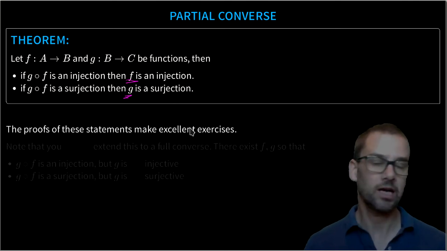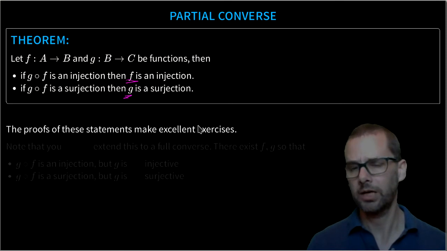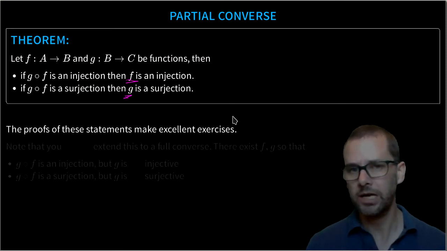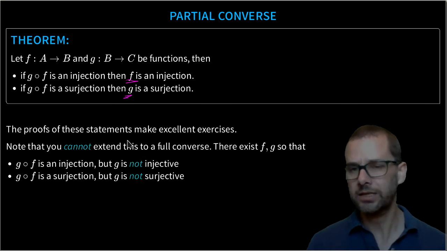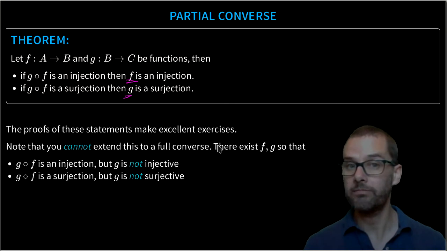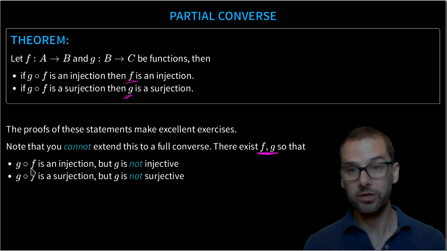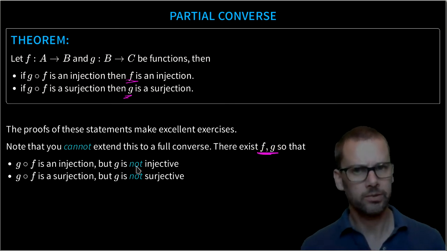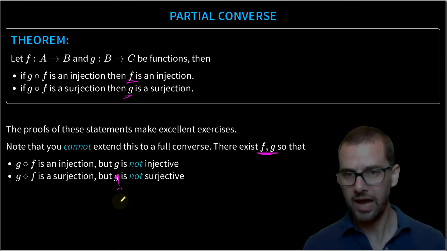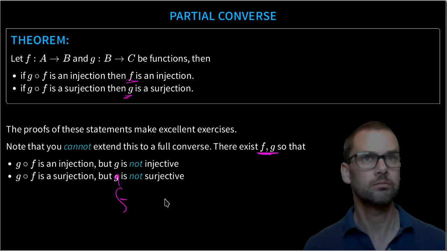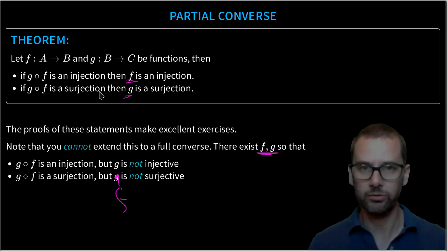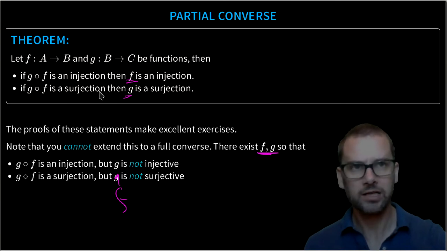And the proofs of these statements make really good exercises, which maybe you'll get in homework or something similar. And also note that we've pushed this as far as we can; you can't actually extend this to a full converse of the original statement. In particular, you can make functions f and g so that g of f is an injection, but g isn't, and that g of f is a surjection, but f is not surjective. Sorry, mistake there. Okay? So you cannot push this any further to get a full converse. And the proof of that's not actually very difficult.